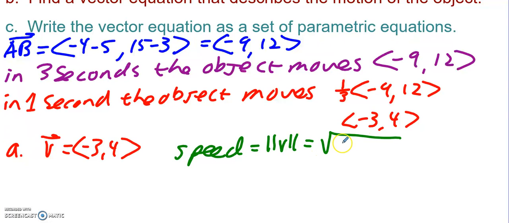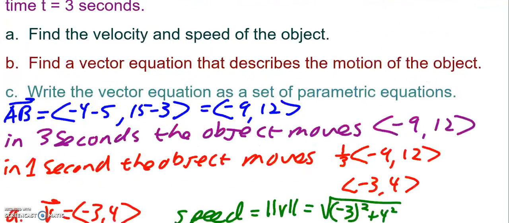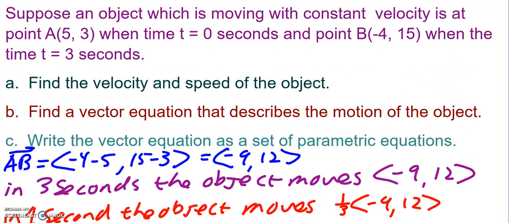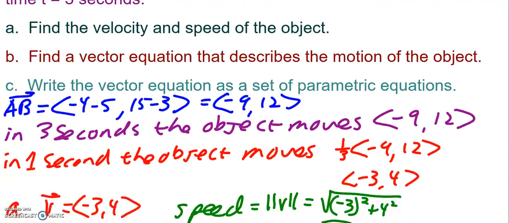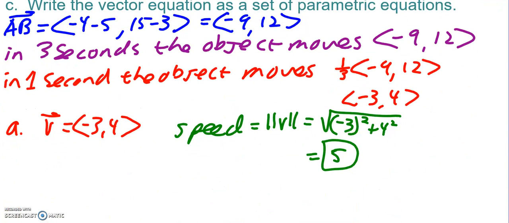And remember, we find magnitude: negative 3 squared plus 4 squared. So that equals 5. We don't have units here, but these we would have units for velocity or speed, so we could answer in terms of units.